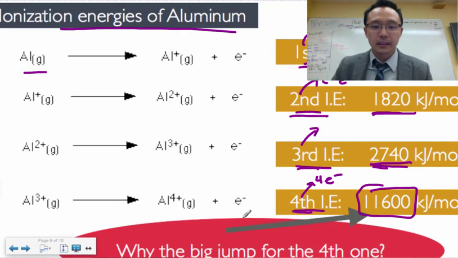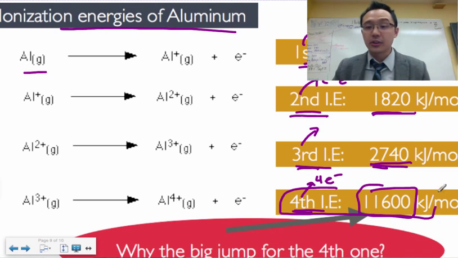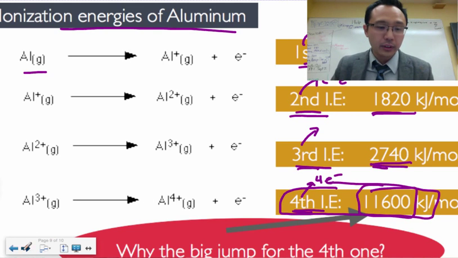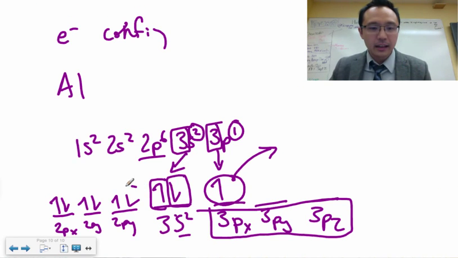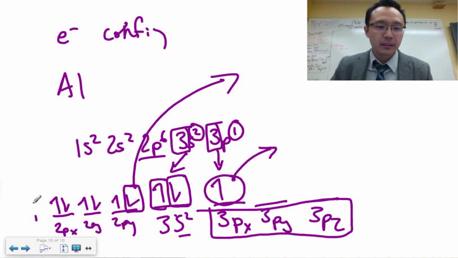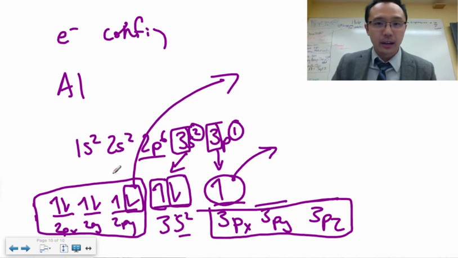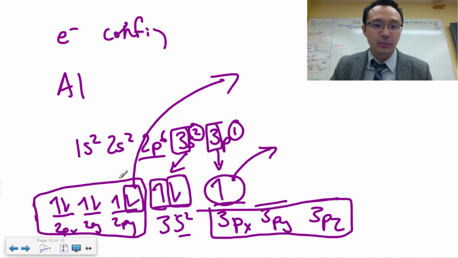So if you look at this one, the fourth ionization energy has a huge jump, and it makes sense because you're removing this electron out from a full orbital. So the p orbital is all full here, and that's the reason why it requires so much more energy to remove the electrons. So that's what you call successive ionization energy.